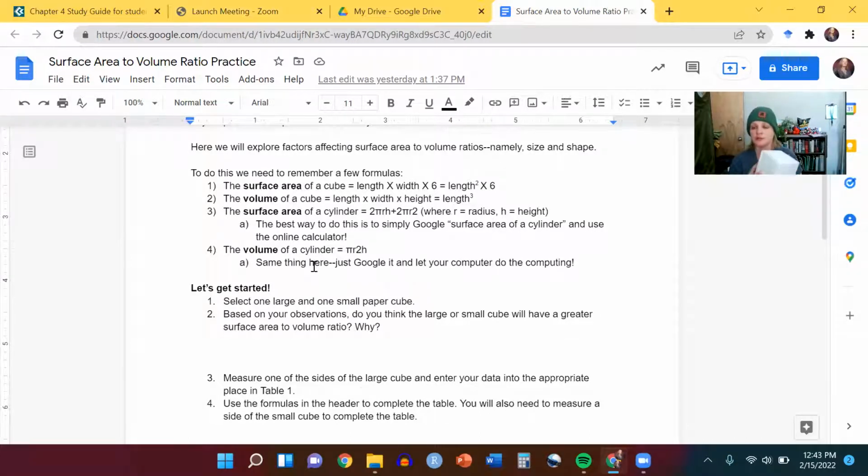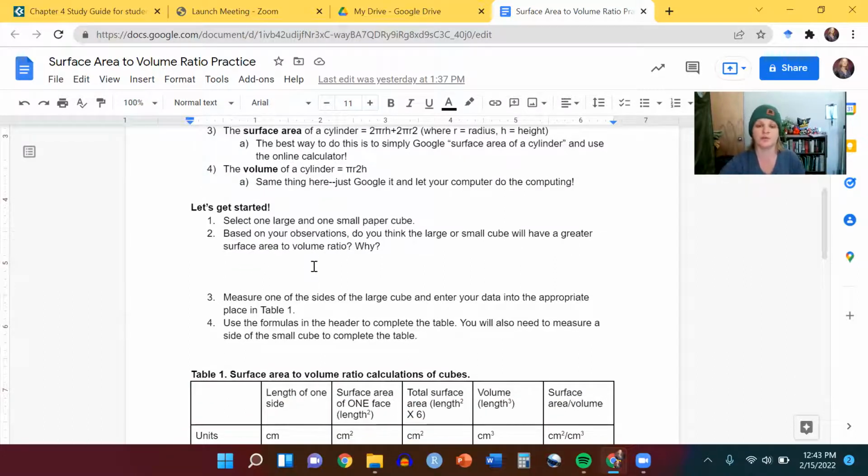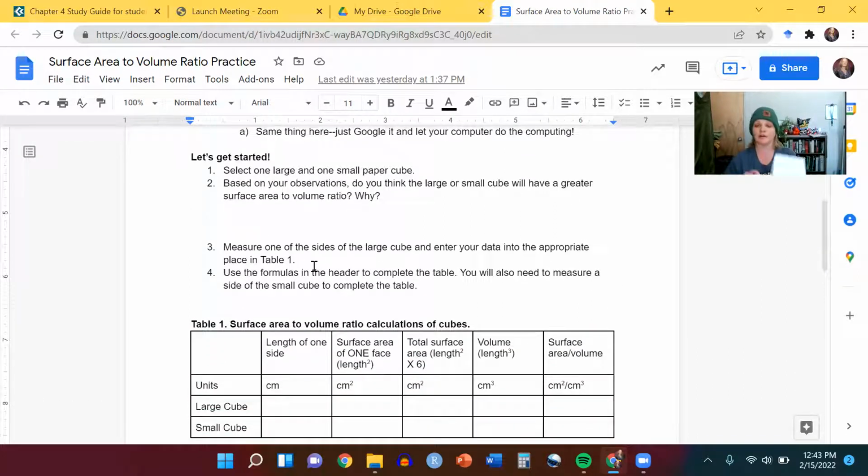The first thing that we're going to do is compare the surface area to volume ratio of a large cube to a small cube. So you can answer this question: which one do you think is going to have a larger surface area to volume ratio, the big one or the little one? You can write that in and justify your answer.